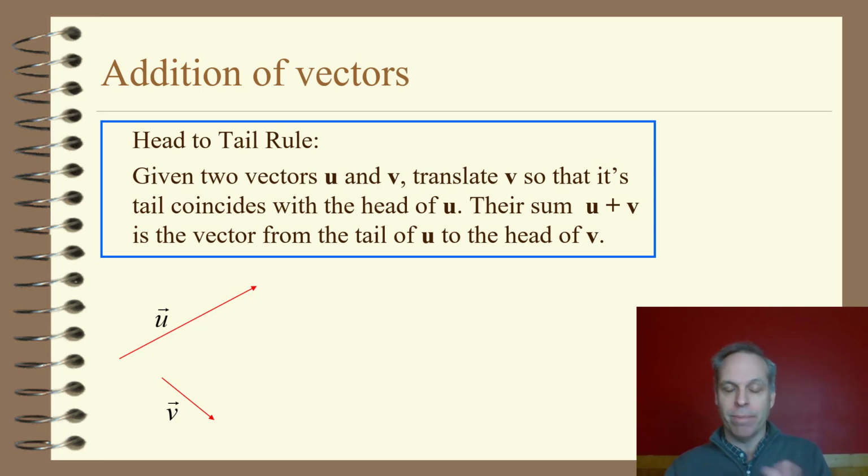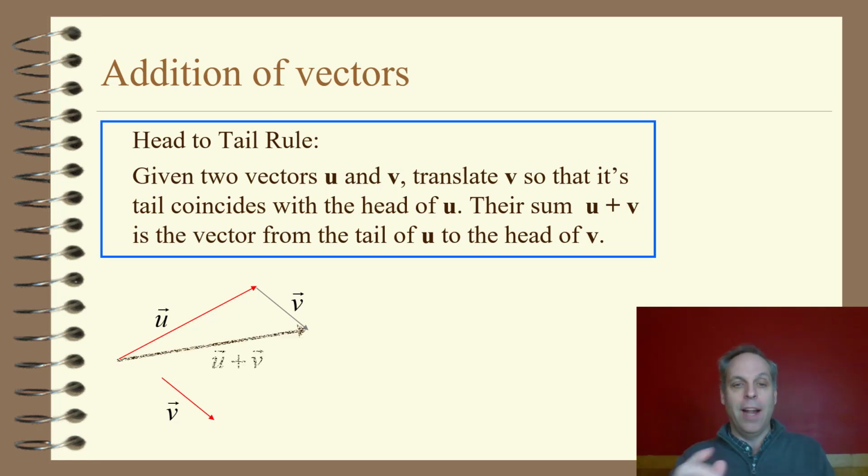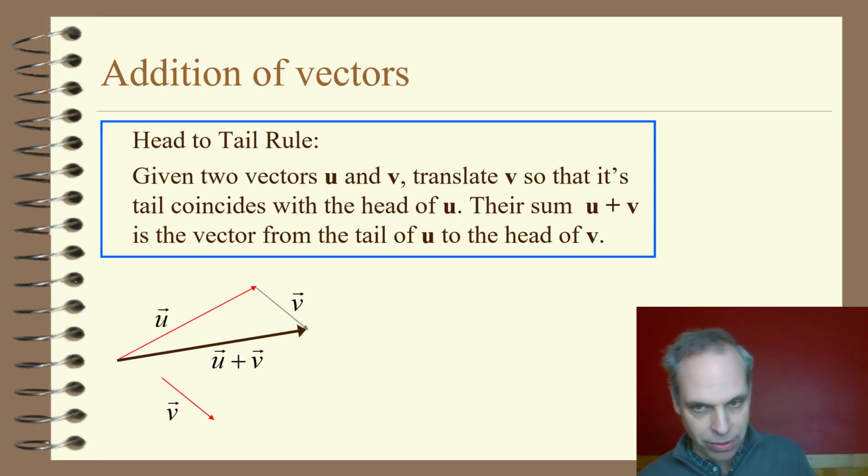point of v. As an example, if you look at these two vectors u and v, if I want to know what u plus v would equal in terms of a picture, I would just make a copy of v so that it begins at the head, or terminal point, of u, and then I would draw a vector that goes from the initial point of u to the terminal point of v. That's the vector u plus v.